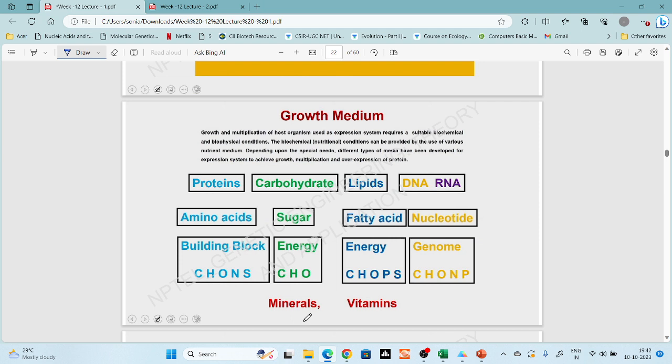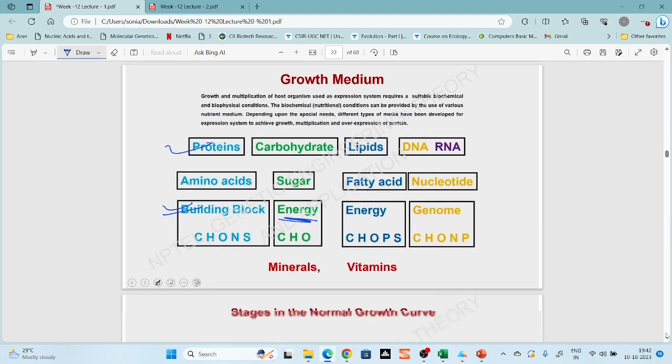Then we have studied that for the multiplication and growth of the host organism, what kind of growth medium is needed, and what are the essential components of a growth medium that should be added. There should be proteins because these are the building blocks, energy sources such as carbohydrate and sugar, lipids, fatty acids, and then obviously the genome, which is DNA and RNA, and then vitamins and minerals, the basic things that the human body requires. All these things are required in mammalian cell culture especially.